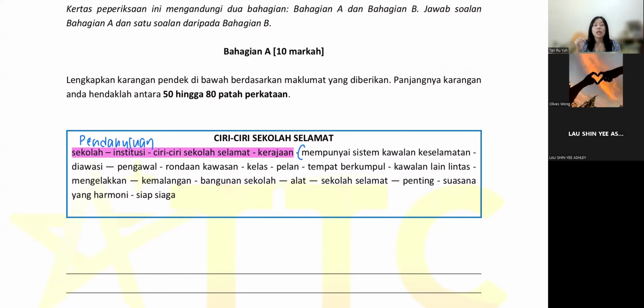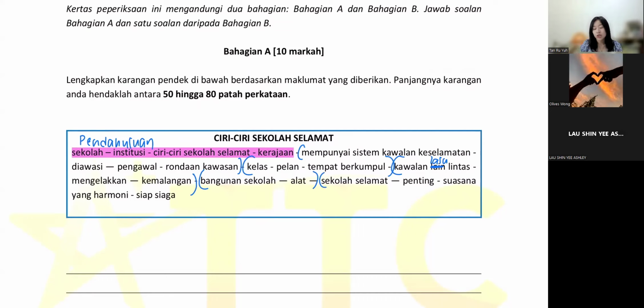For example, diawasi oleh pegawai, the security guard yang menjalani perondaan kawasan. Okay, like security guard, they will take care of the school, the safety, and then every class has a plan that shows where you can gather if any emergency happens. Okay, and then we need to have kawasan lalu lintas, untuk mengelakkan kemalangan, like outside your school there is a zebra crossing, all these, to ensure you can avoid accidents happening. And then every school also needs to have, for example, alat pemadam api.